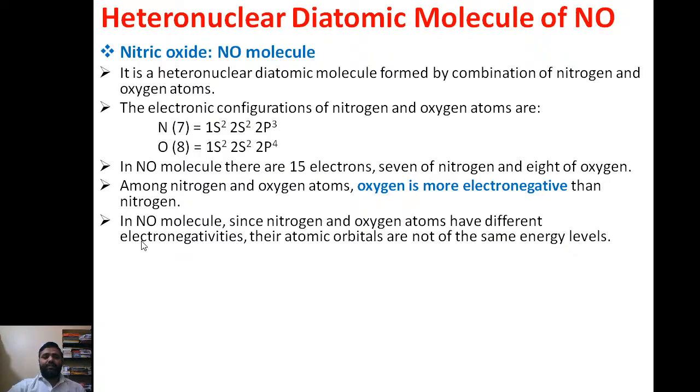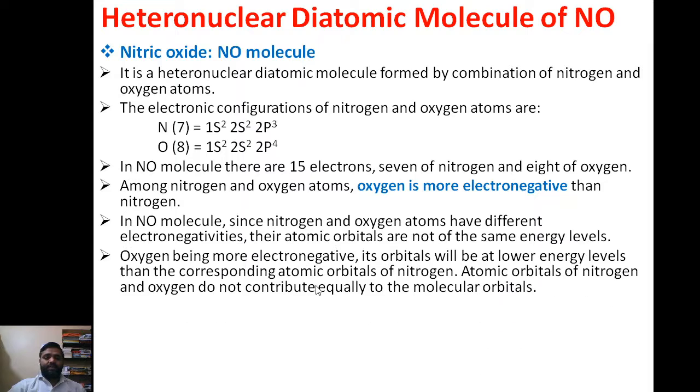I have to mention here that in the NO molecule, since nitrogen and oxygen are different atoms, they have different electronegativity. Therefore, their atomic orbitals are not at the same energy level. Oxygen being more electronegative, its orbitals will be at a lower energy level, towards the bonding molecular orbitals, than the corresponding atomic orbitals of nitrogen. On one side is nitrogen and on the other side is oxygen: oxygen towards the lower side, the bonding molecular orbitals, and nitrogen towards the antibonding molecular orbitals.